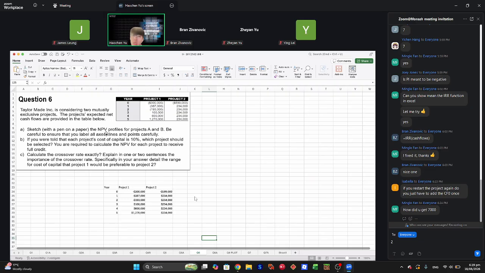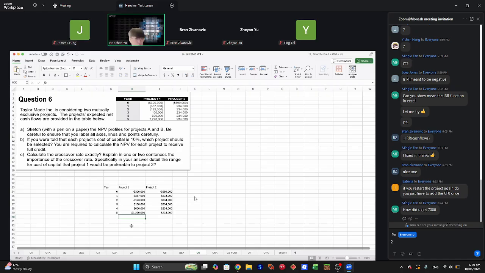So NPV profile represents the net present value for the project under different levels of cost of capital, under different levels of discount rate. If I use 10% as the discount rate and apply the NPV function, I get one net present value for the project. But what if I change the discount rate to 20%? I can apply the function again, then I will get another NPV result.